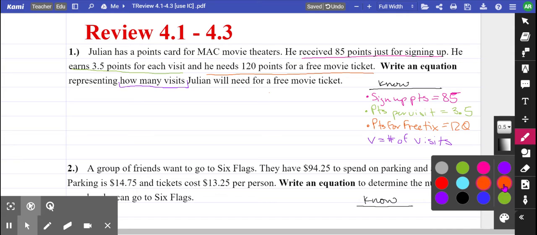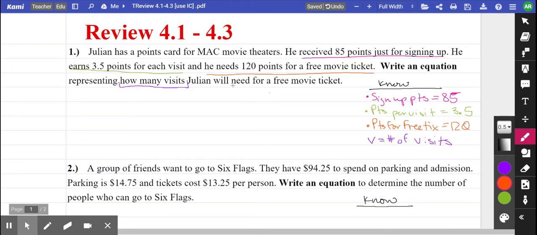Now, what I like to do is figure out which one of these is my total, which one I'm trying to get everything else to equal to. Well, right here it even says, what will he need? Like, how many visits will he need for a free movie ticket? That's our total, right? So when I write this, I'm going to write my free tickets.